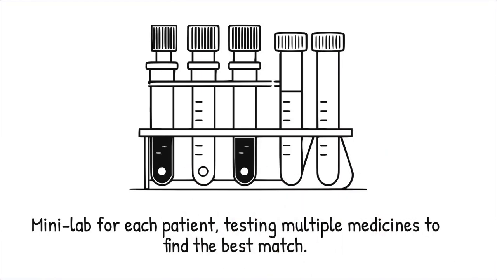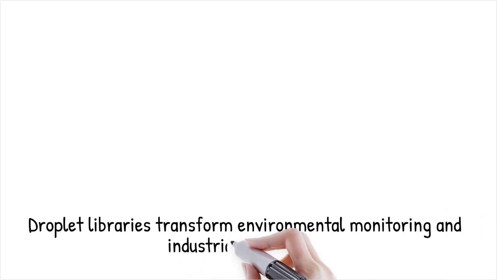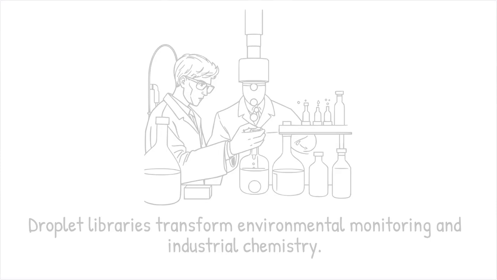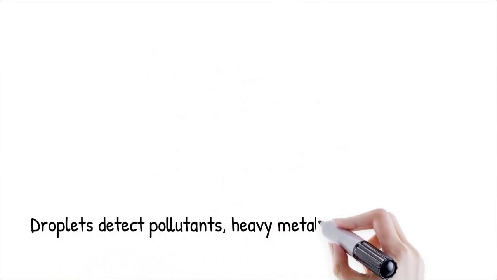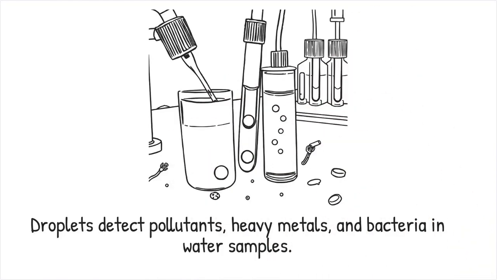Beyond medicine, droplet libraries are transforming environmental monitoring, material science, and industrial chemistry. In environmental research, droplets are used for detecting pollutants, heavy metals, and bacteria in water samples. Industrial applications include self-healing materials, catalysts for chemical production, and nanoscale coatings.